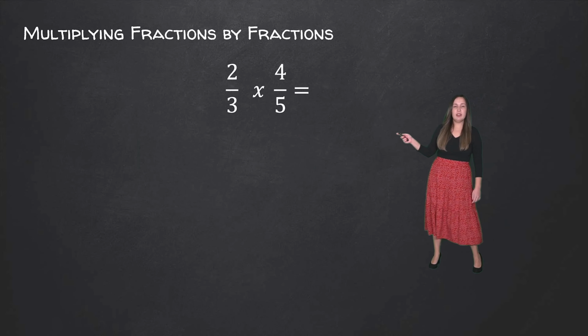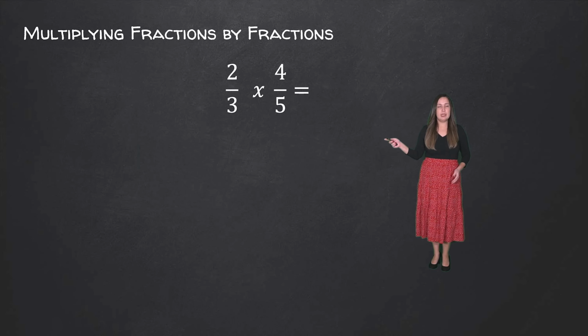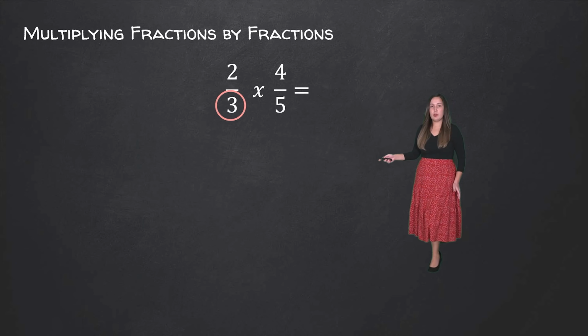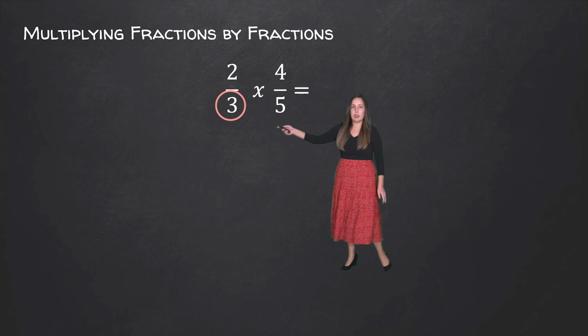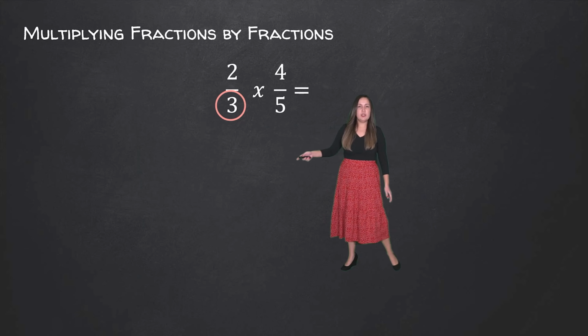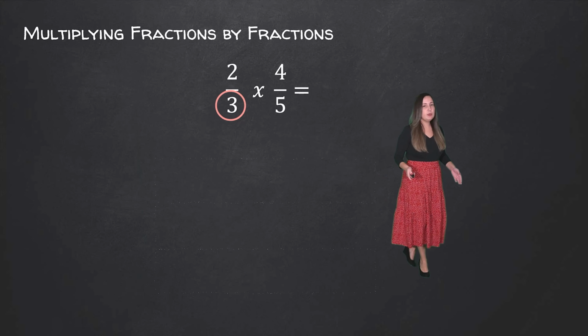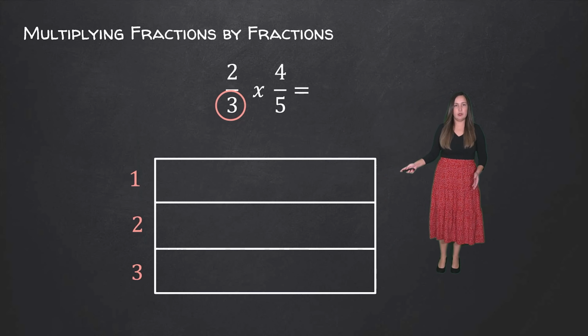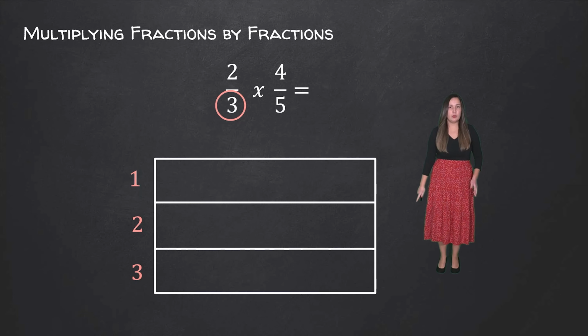So here we have another example. We have 2 over 3 times 4 out of 5. And this time we're only going to use one rectangle. And we're going to start off with this denominator, which is 3. And just take a rectangle and split it up into 3 equal parts. So notice here we have 1, 2, 3 equal parts going horizontally.